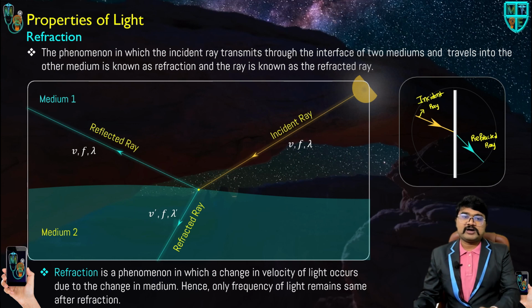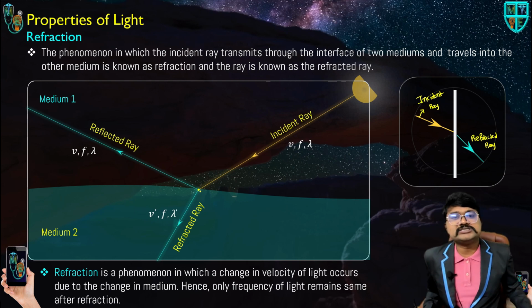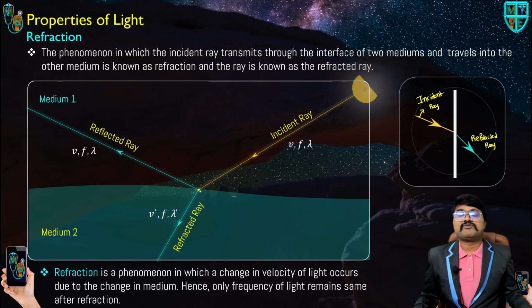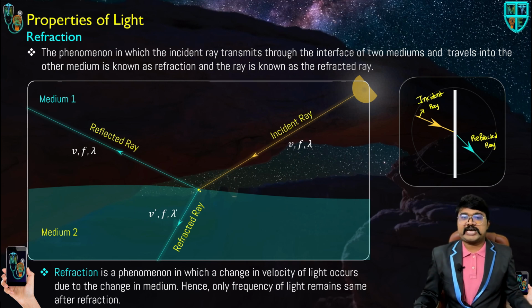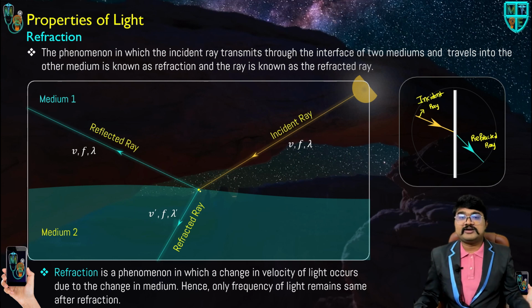The incident ray comes from medium 1 and the refracted ray transmits or travels into the other medium. That is the basic difference between reflection and refraction. This is the basics related to reflection and refraction.